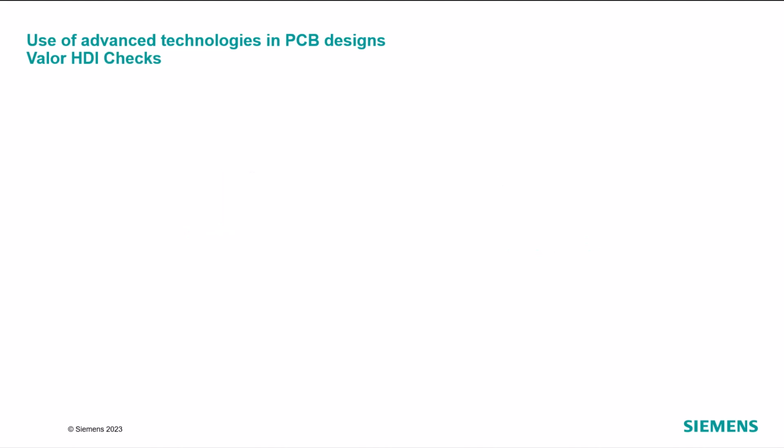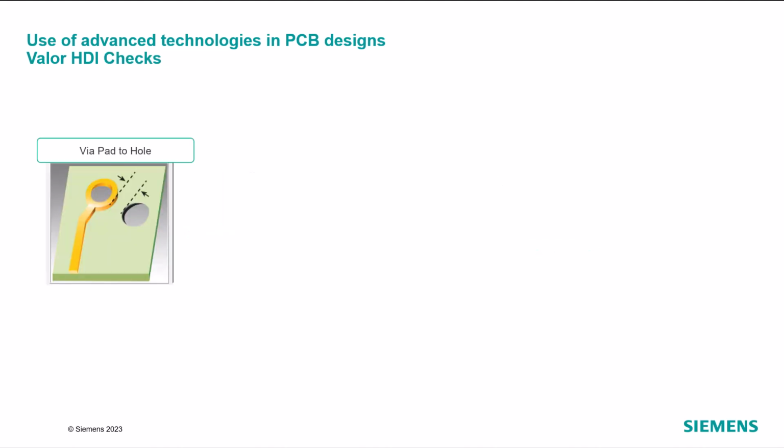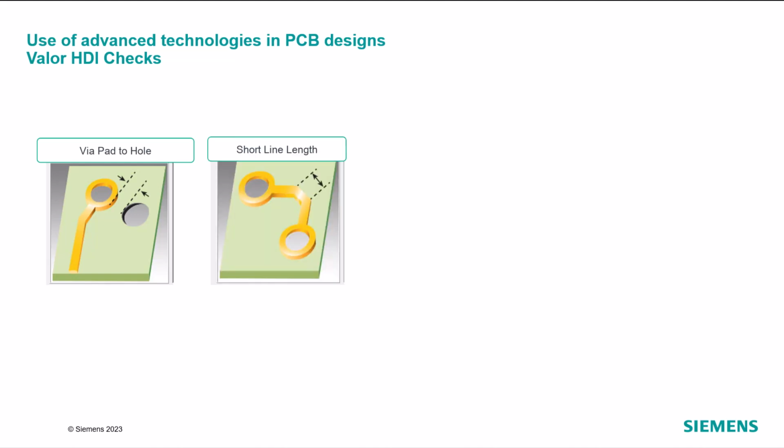Here are a few of the checks that are available. Via pad to hole spacing. The removal of via pads to increase circuit density is common on HDI. Ensuring the distance from via pads to a neighboring via hole without pads is necessary when considering the manufacturing tolerances. Short line length. While trying to increase circuit density, often short segments of copper are generated. This can add additional burden to the etching process by creating obtuse angles in the copper.